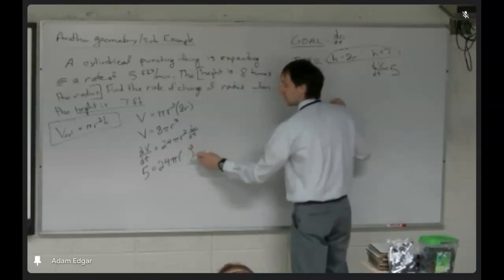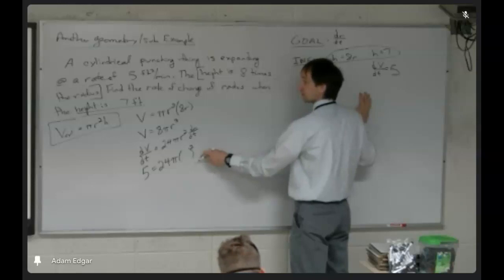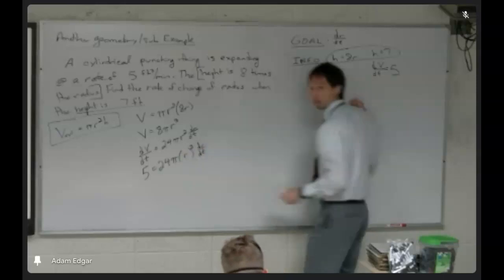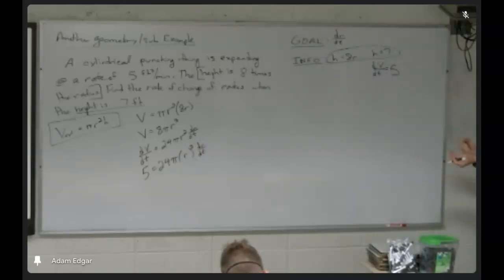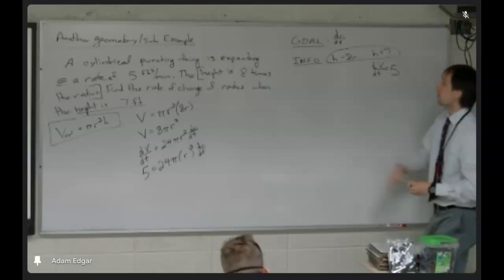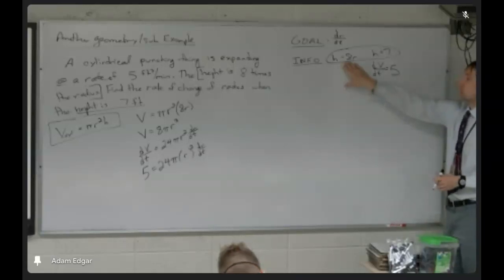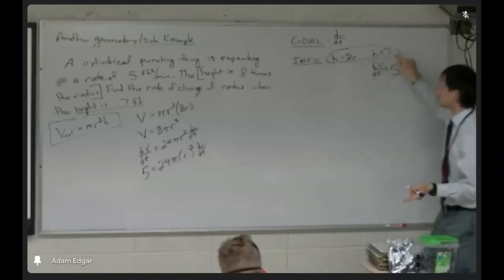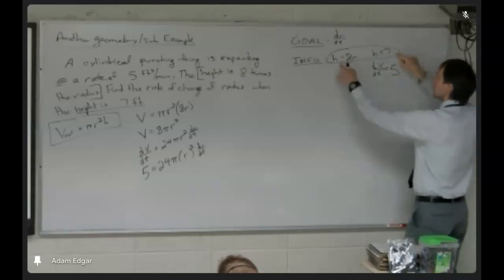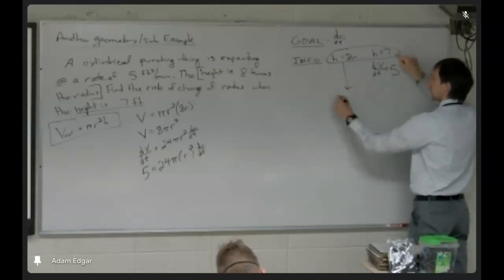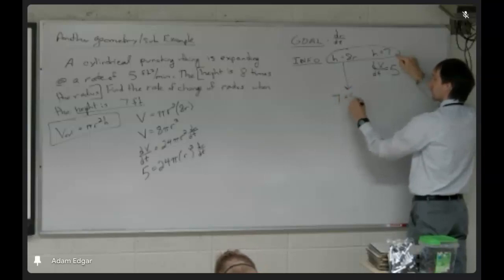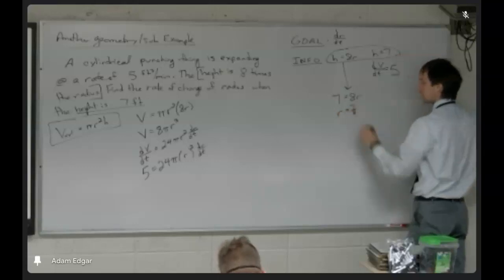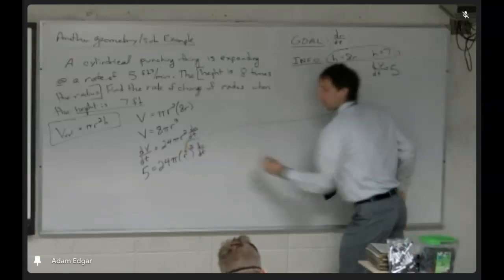And dr/dt, do we know that? No, that's the goal. So we gotta figure out how do we put a number in there for r? That's like a short-term goal. So we come back over here, and we say, well, we know that the height equals 8 times the radius, and we do know the height. We can use these things together to find out the radius. So let's say height h is 7 equals 8r. So what's your radius? 7/8. So that will go in there for the radius.